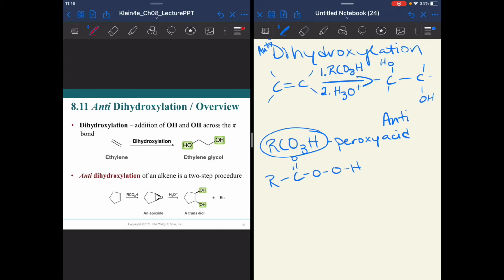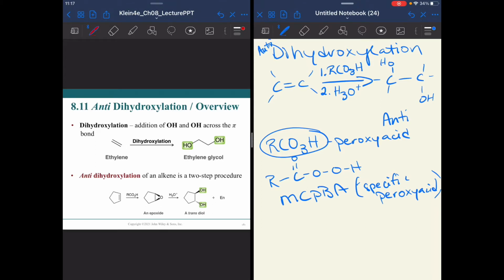And I want you to be familiar with one specific peroxy acid, MCPBA. This is just a specific peroxy acid. It's called metachloroperoxybenzoic acid. You don't need to memorize that. It's just one of the most common peroxy acids for this method.